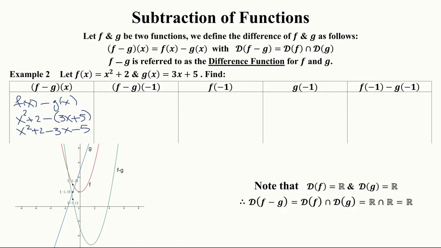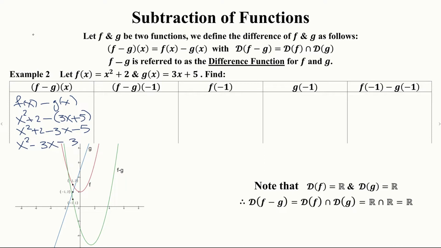So combining like terms, which are the constants, we get x squared minus 3x minus 3. Okay. So again, to find f minus g evaluated at -1, we can go ahead and plug in -1 here, because this is the expression for f minus g of x.